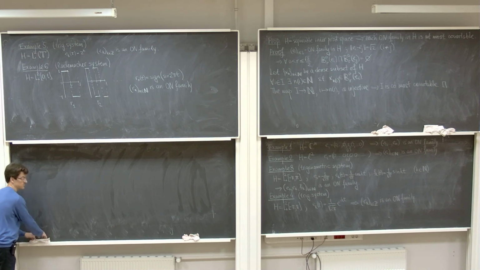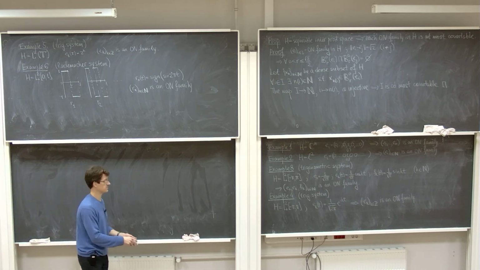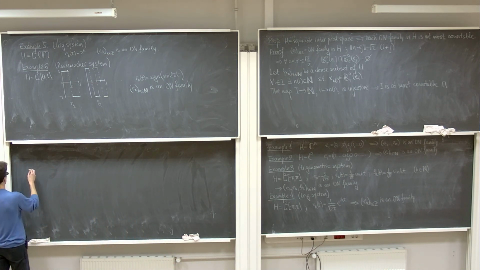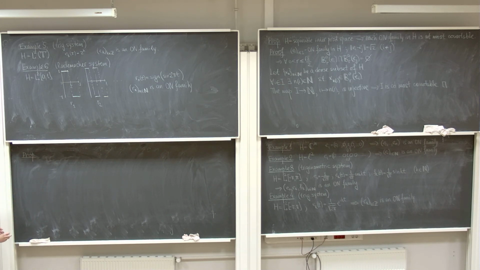Okay, let's now prove some general properties of orthonormal families. One of the most important properties is the following result. A very important but a very easy result.